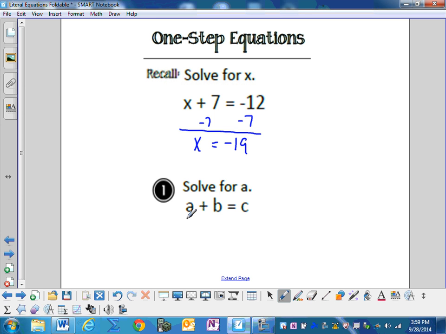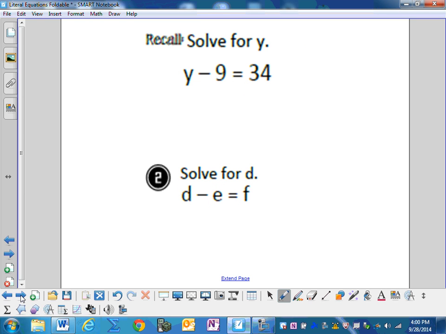Right, to solve for a, we're isolating a, so we're going to subtract b on both sides. And that would leave us with a is equal to c minus b. Okay, solve for y. y minus 9 equals 34, so we know we'd add 9 to both sides. And y equals 43.